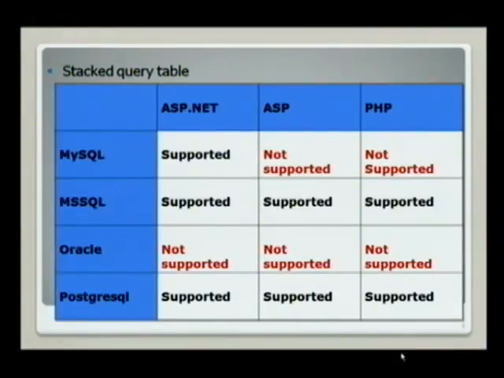So here is an example of the stack query table. As you can see, on the top side we have 3 different types of applications, and on the left side we have 4 different types of databases. On MySQL, there are only 2 applications that do not support stack query by default, and they are known as ASP and PHP.